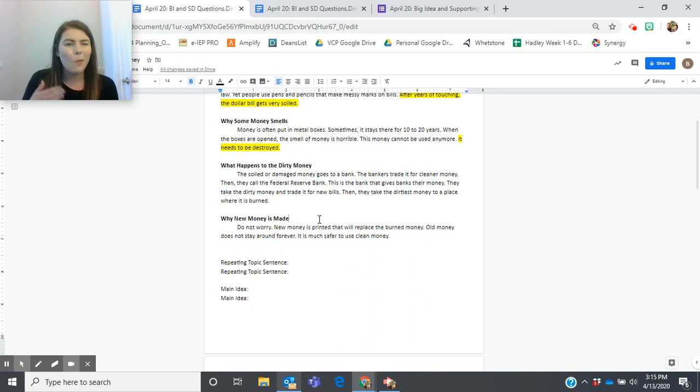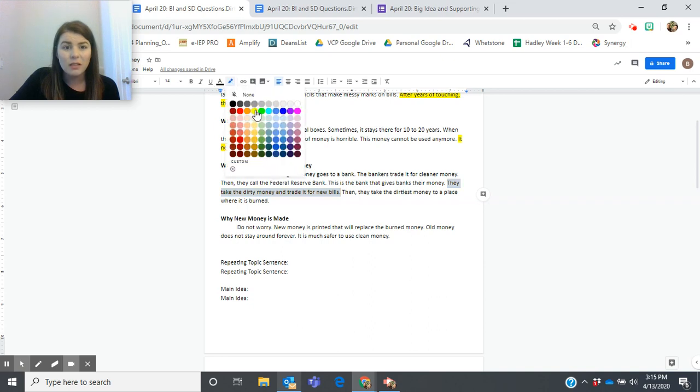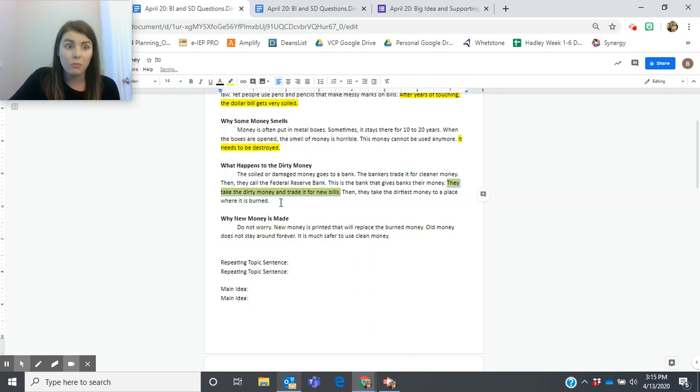This paragraph is about what is happening to the dirty money. But really, every single one of the sentences in this paragraph is supporting this idea that they're taking the dirty money and trading it for new bills. They have to have those new bills before they can go burn the rest of the money.